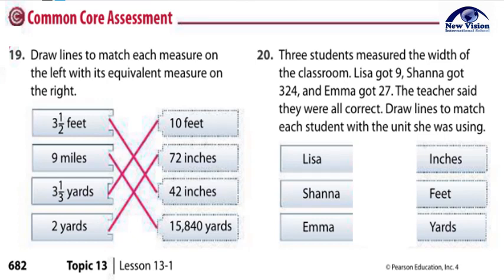3 students measured the width of the classroom. Lisa got 9, Shana got 324, and Emma got 27. The teacher said they were all correct. Draw lines to match each student with the unit she was using. Again, pause the video to answer the question. Let's check your answer. Same answers? Great job!